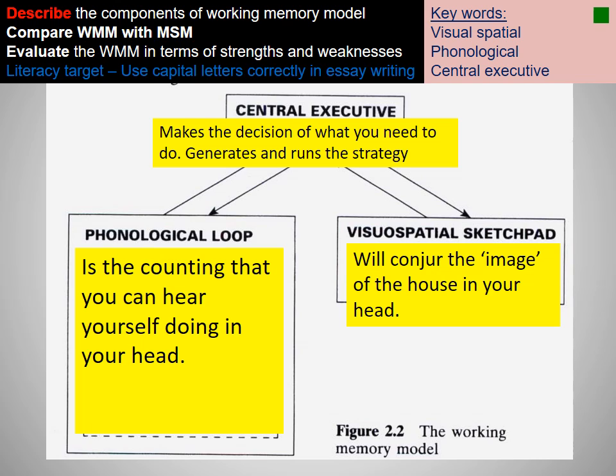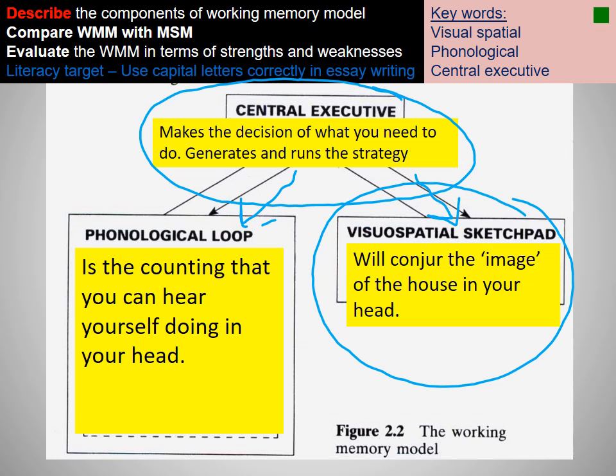Now, they said that your central executive is what makes the decision of what you need to do in order to be able to answer that question. Therefore, it almost generates and runs the strategy. It then passes that down into two slave systems, the phonological loop and the Visuospatial Sketchpad. It's the Visuospatial Sketchpad that conjures up the image of your house in your head. That's how you're able to visualize and see your house in order to walk through it. And your phonological loop is the counting that you can hear yourself doing in your head every time you identify a window.